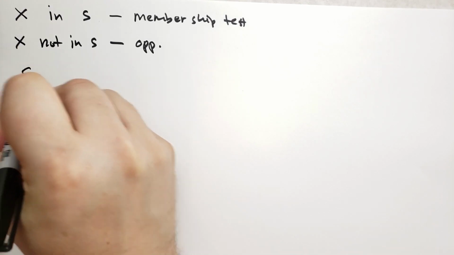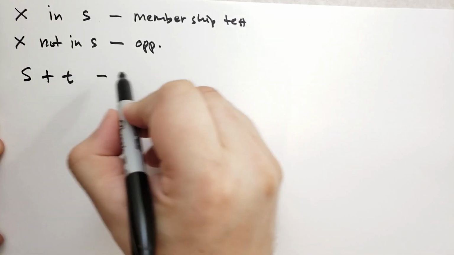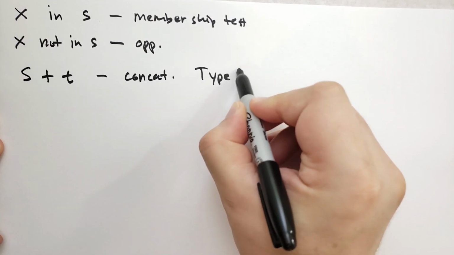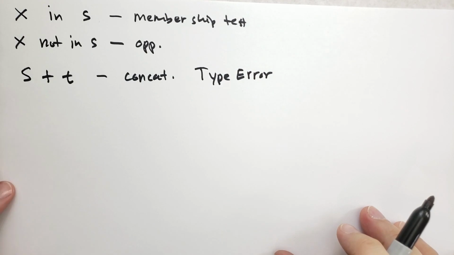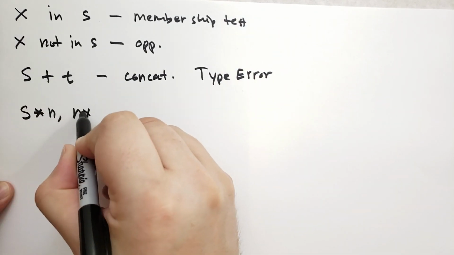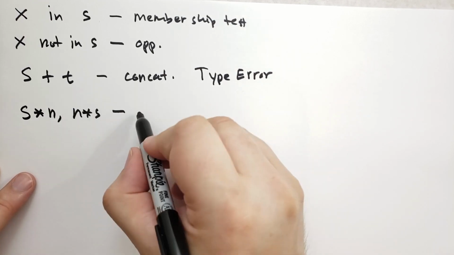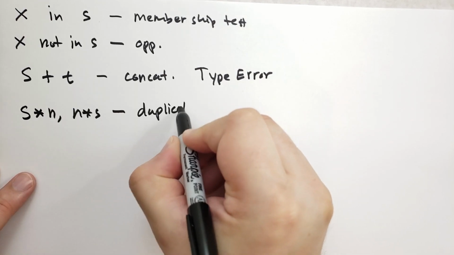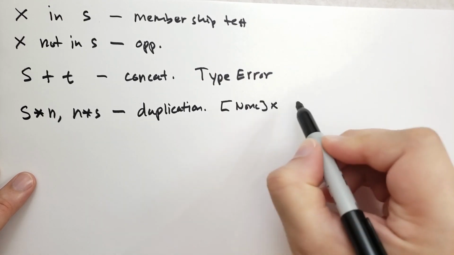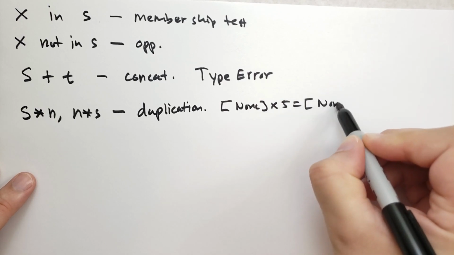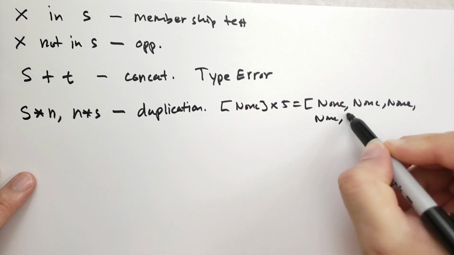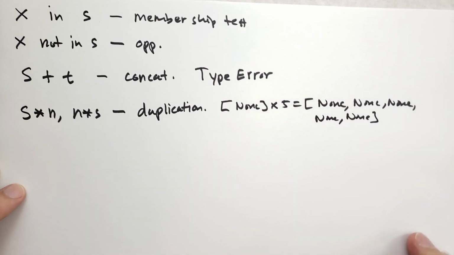We can also concatenate two sequences, two lists together. So this is concatenation. It will raise a type error if you try to concatenate different types of things together. We also have S star n and n star S, where n is an integer. And what this does is it does duplication. So you might have None times 5. Well, that's just going to be equal to None, None, None, None, None, right?